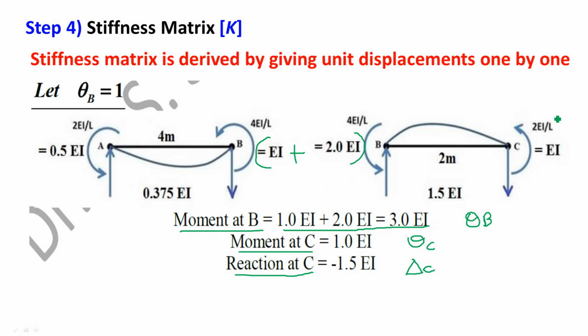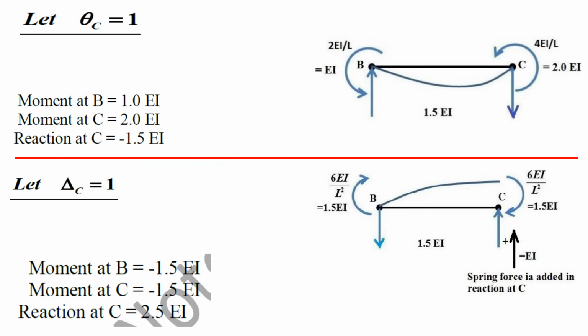What is the moment at C? Moment at C is 1 EI. And what is the reaction at C? Reaction at C is downward. Downward means minus. Magnitude is 1.5. So minus 1.5 EI is the value of reaction. This is the first unit displacement figure.